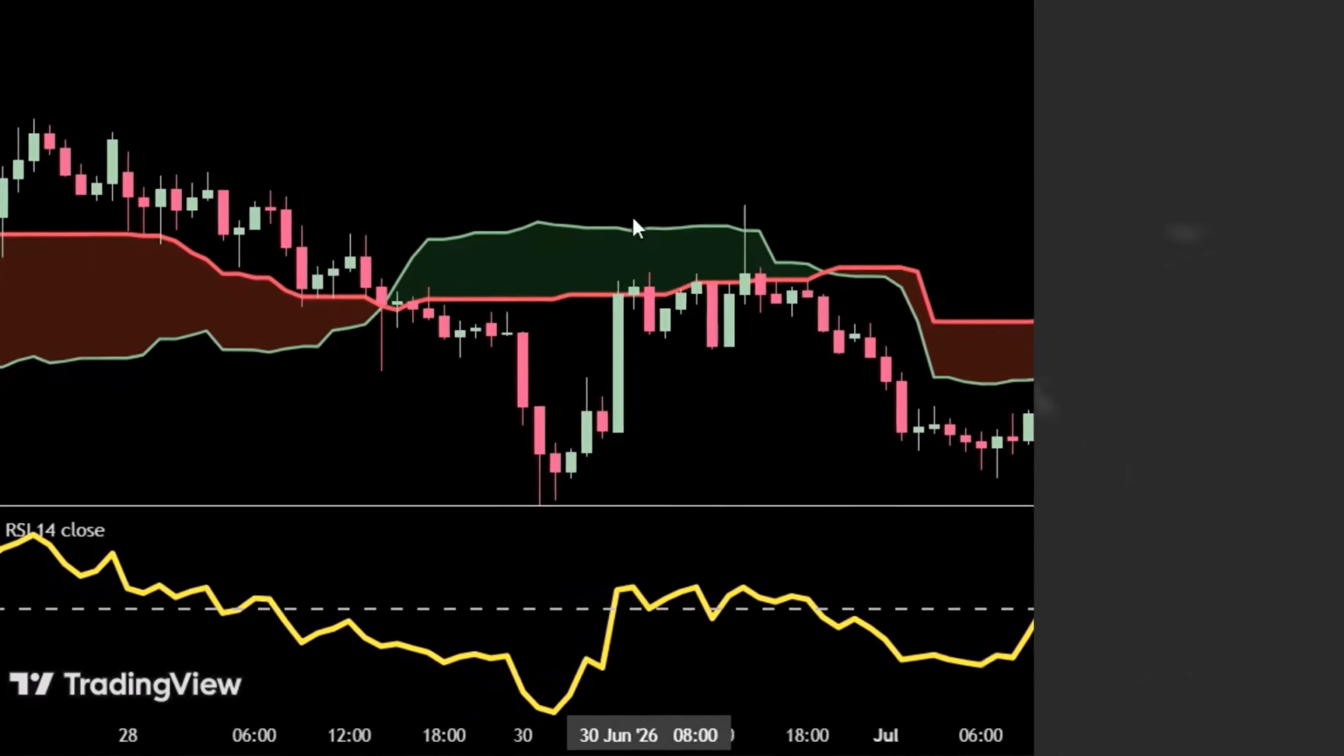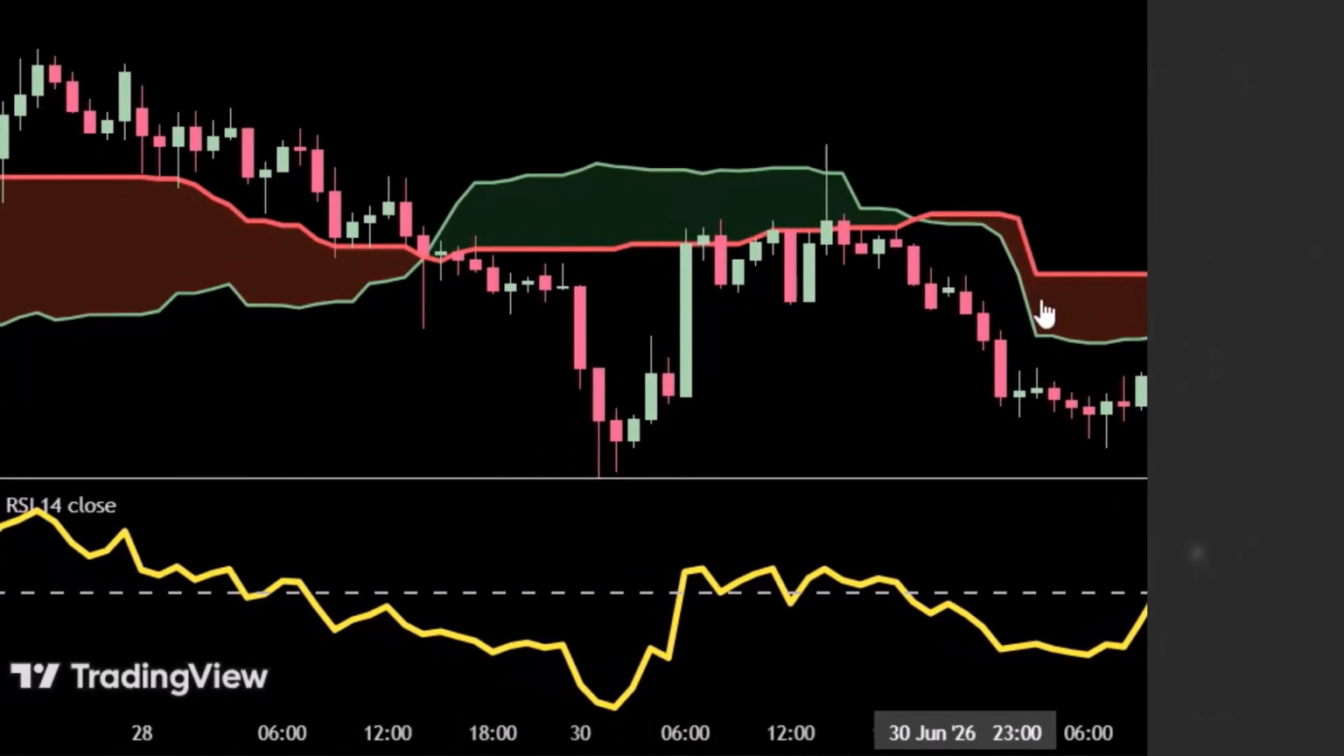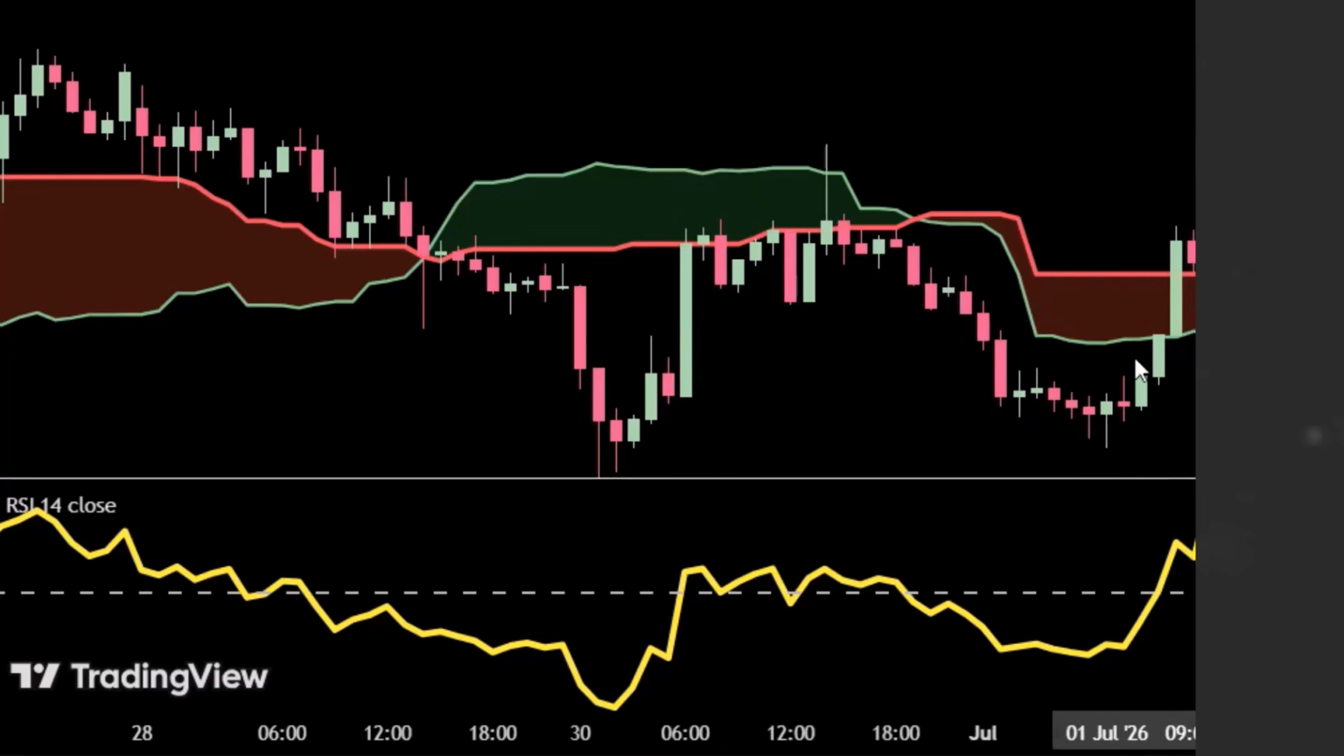Here we have a chart where the price was moving below the Ichimoku Cloud, but then the price starts moving upward and breaks above the cloud. This is our first confirmation. However, we don't enter immediately. Why? Because a false breakout can happen at any time. So we need another confirmation.